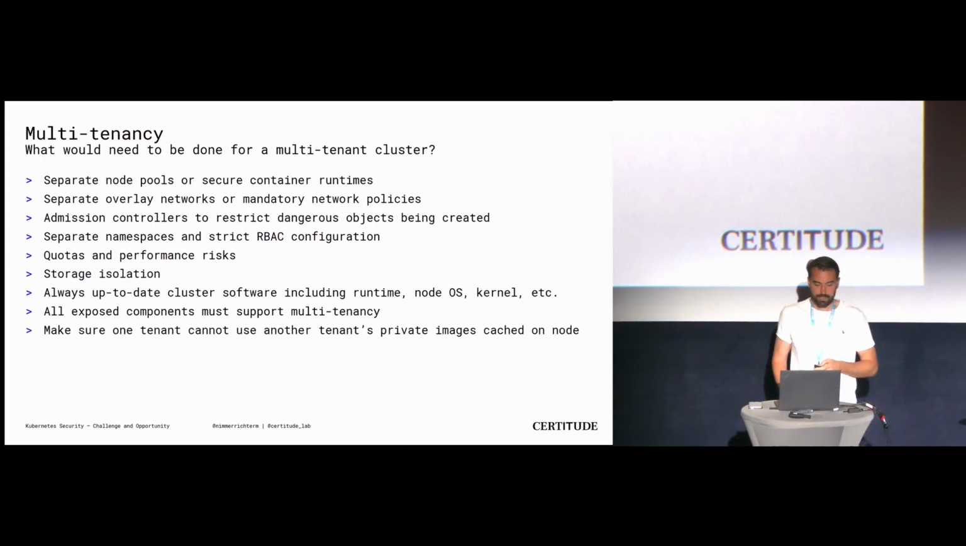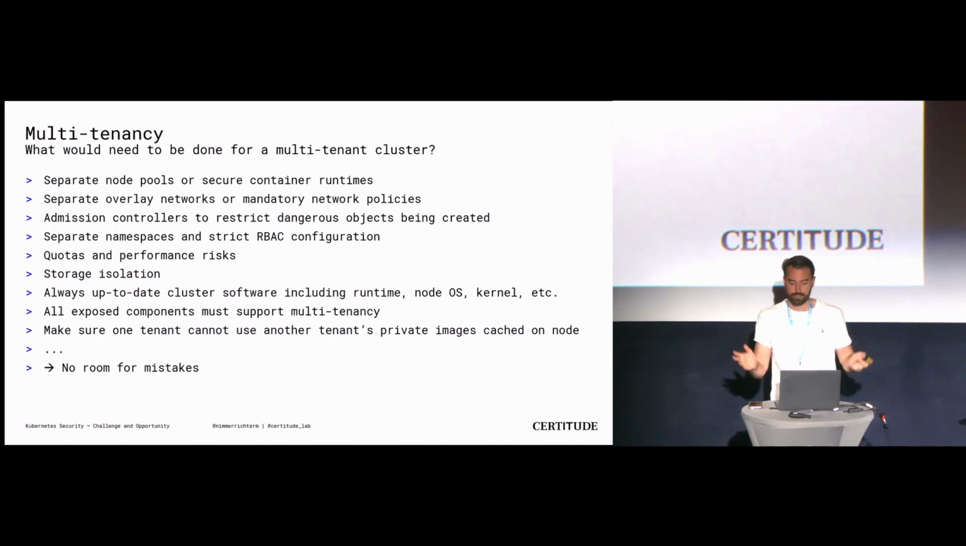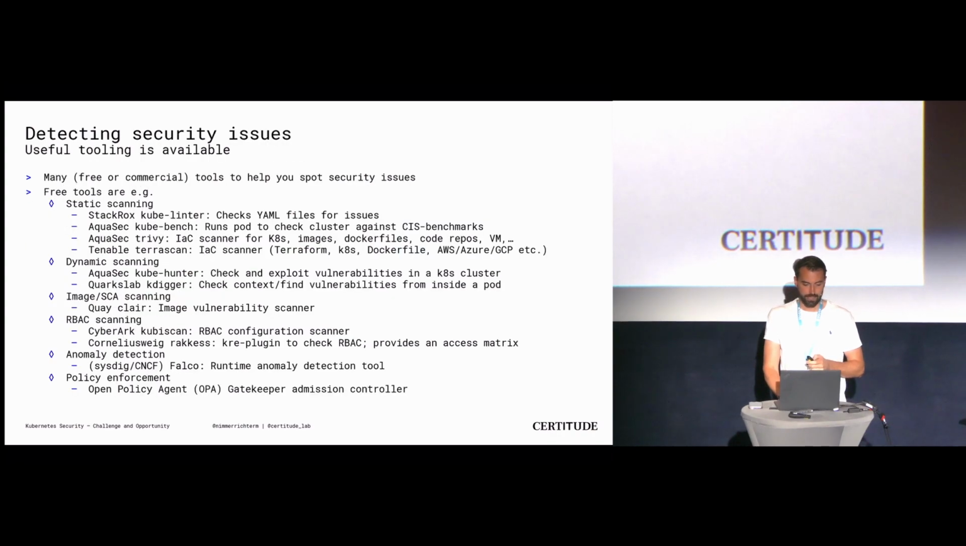Then there are all these little configuration issues, of course. You need to make sure that if you share the nodes, one tenant cannot use another tenant's private images. By default, images are cached, so they are on the node, and you don't want one tenant to access other private images. There are many little things like that, so I can't list all of them, but I just want to highlight there is no room for mistakes. If you're really thinking about hard multi-tenancy, then I would recommend thinking carefully about it. For soft multi-tenancy, if you have a secure architecture and engineer your cluster well, then I think this is easier to achieve in a secure way.